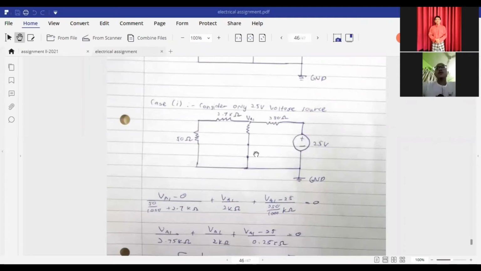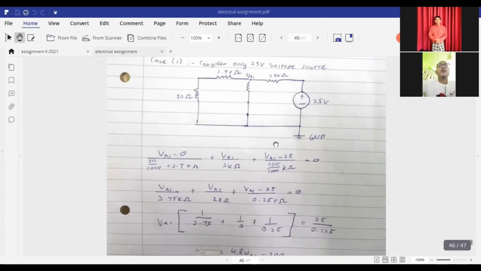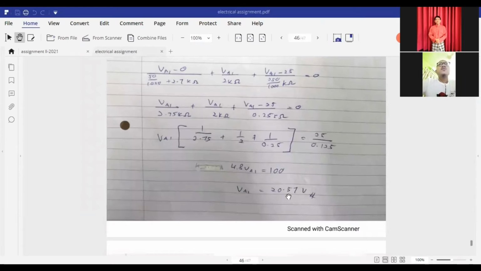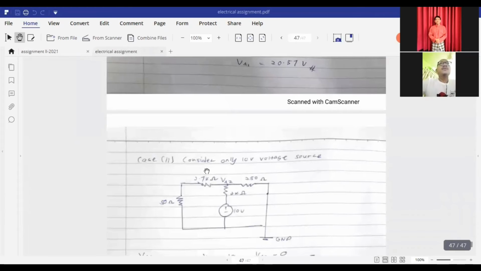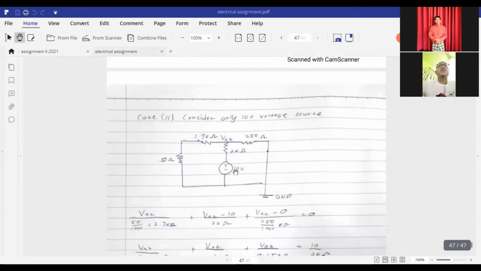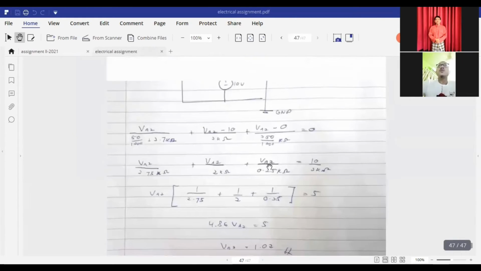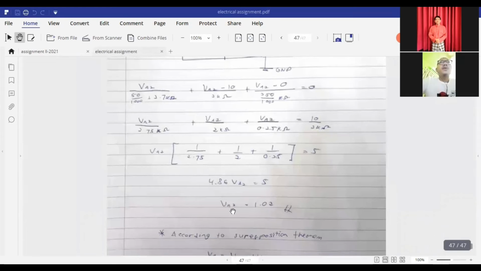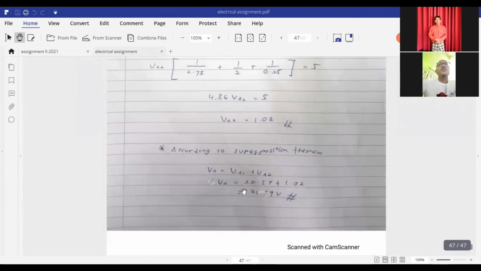We have two cases. Case 1, consider only the 25 volt voltage source. We use 25 volt here only. For VA1, we get 20.57 volt. For case 2, consider only the 10 volt voltage source. Here we use 10 volt, but we do not use the 25 volt like here. For the last one, we get VA2 1.02.